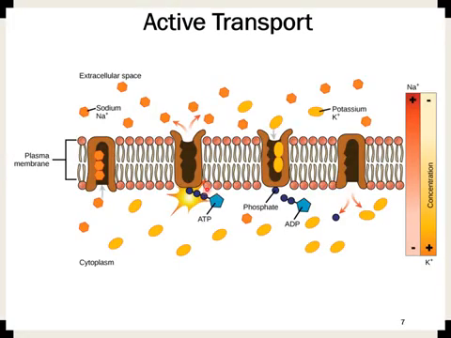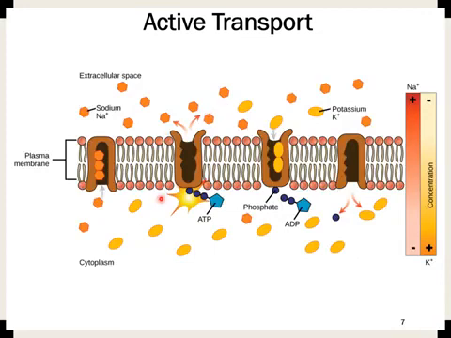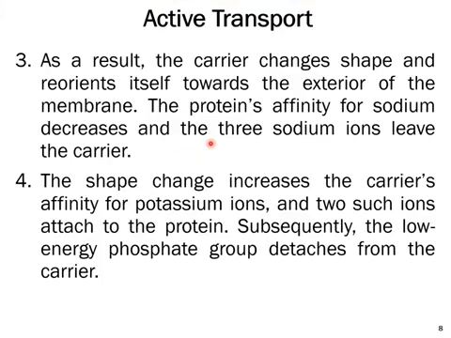And what happens at number 3? As a result, the carrier changes shape and reorients itself towards the exterior of the membrane. Now what happens is that it changes its shape. You can see that it was oriented towards the inside of the cell. Now after the use of ATP, it has changed its shape and is oriented to the outside of the cell. The protein's affinity for sodium decreases.